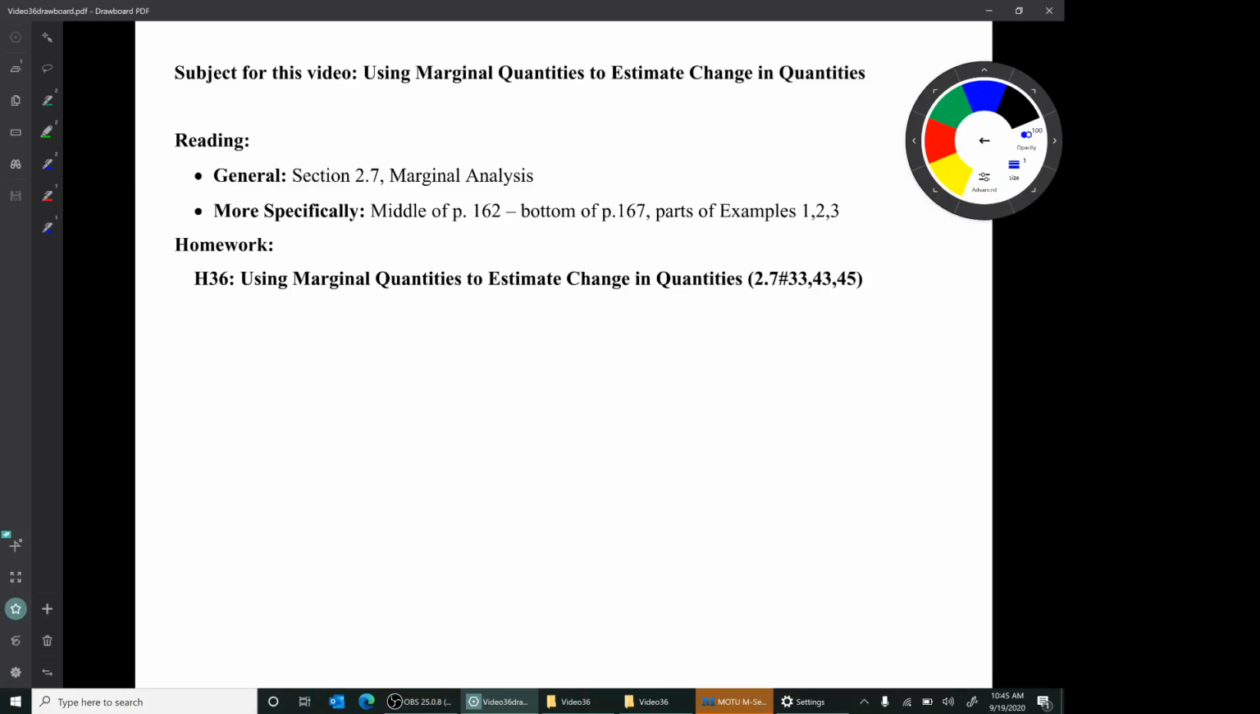This material is from the book, section 2.7, Marginal Analysis. More specifically, the first 5 pages of that section, examples 1, 2, and 3. The corresponding homework is homework 36, using marginal quantities to estimate change in quantities. It's actually just these two problems, numbers 33 and 43 from section 2.7.